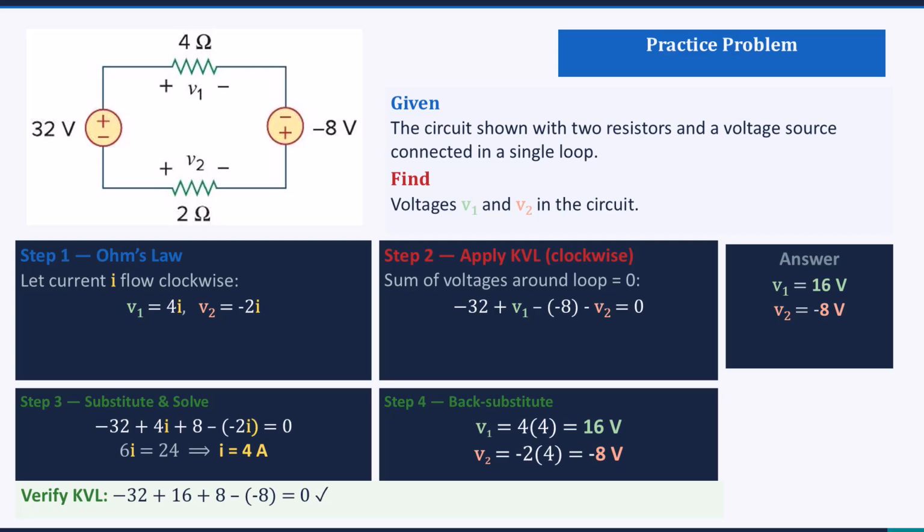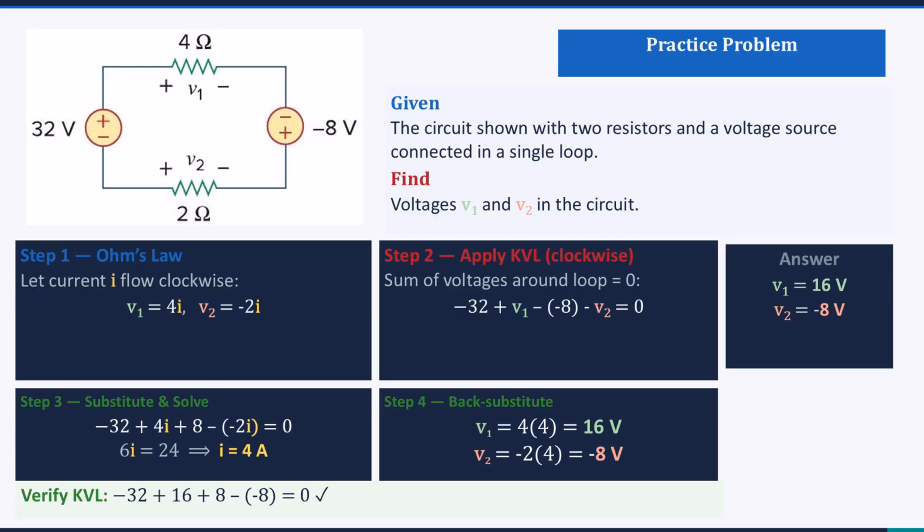Sum of voltages around the loop equals 0, minus 32 plus V1 minus negative 8 minus V2 equals 0. Notice we wrote minus negative 8 because the source value is already negative. The two minus signs preserve the correct sign convention. Step 3, substitute and solve. Plug in V1 equals 4I and V2 equals minus 2I, minus 32 plus 4I plus 8 minus negative 2I equals 0. Combining terms, 6I equals 24, so I equals 4 amperes.